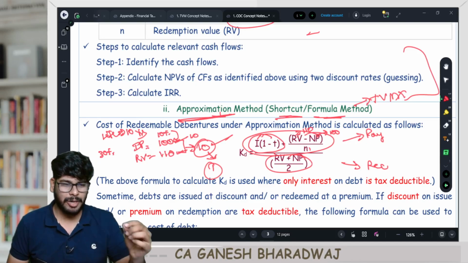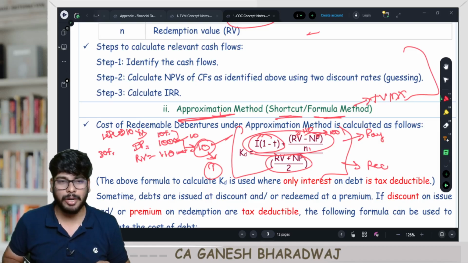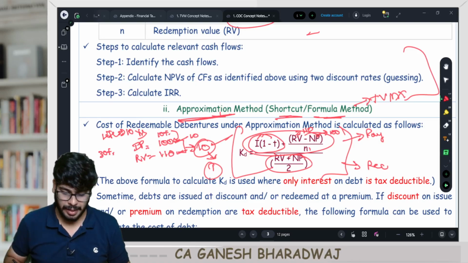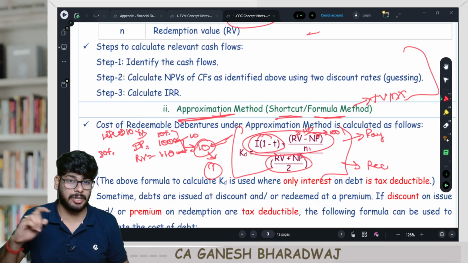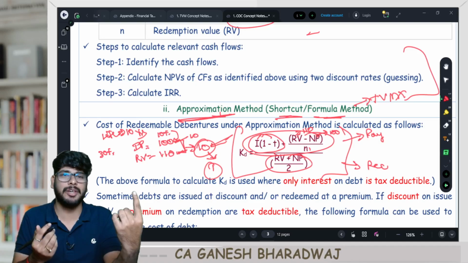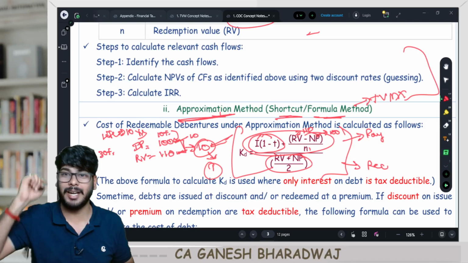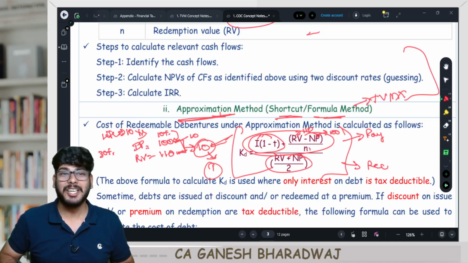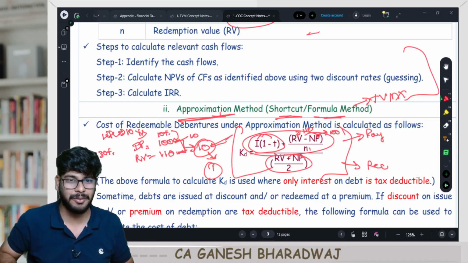Now, one more incremental thing. This is the formula we'll be using regularly, guys. Now, there is one argument. Some people say, look, this RV minus NP is there, no? The 10 rupees amortized cost you are saying, divided by 10 years, so representatively every year you are saying 1 rupee. That is also a cost, no? Then that should also be eligible for a tax benefit.